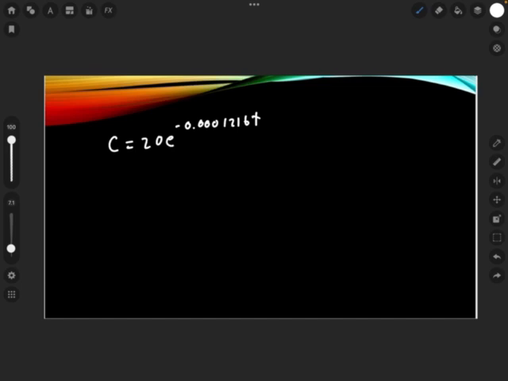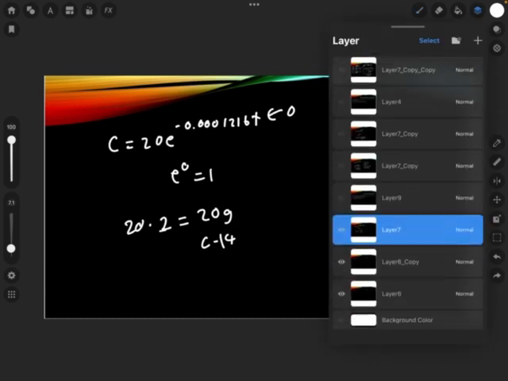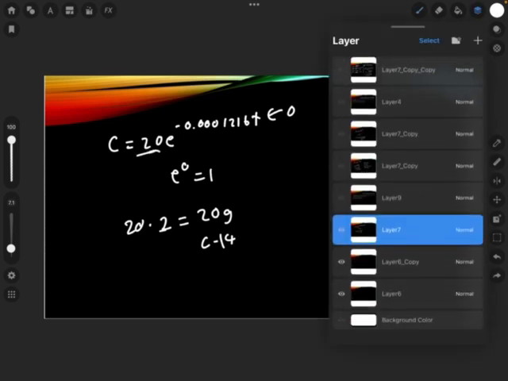To find the initial amount, we're going to plug in 0 for t again. So the exponent is equal to 0, and e to the 0 is just equal to 1. So 20 times 1 is equal to 20, which is the initial amount of C-14: 20 grams. You can also find this by just looking at the first number in the equation. That is the fastest way to do it, but if you have to show your working, that's how.